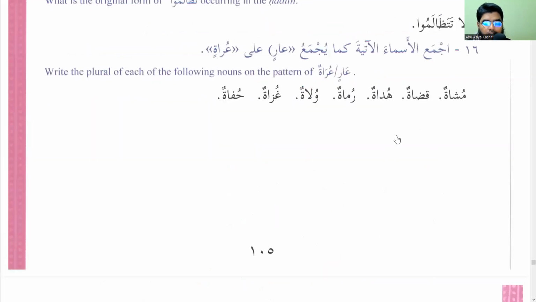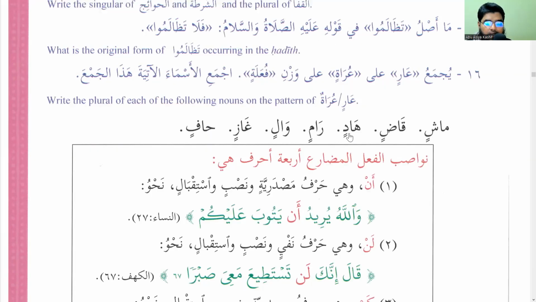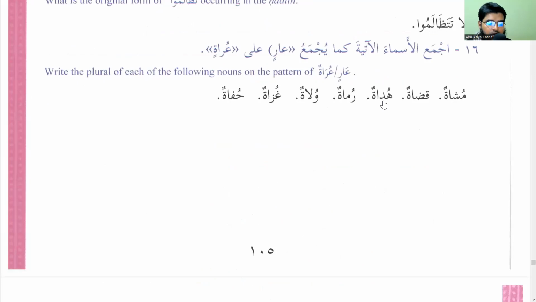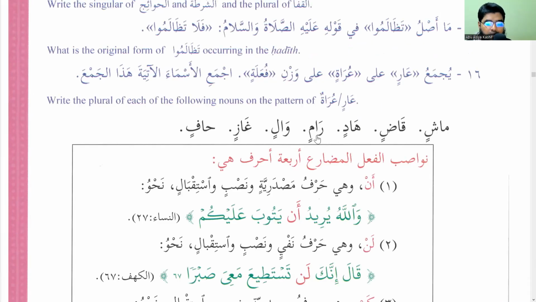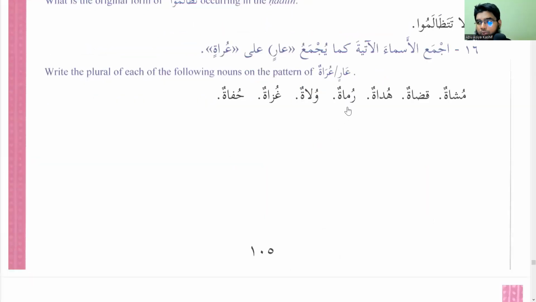Qadin, qudat. Hadin, guide, hudat. Hudatun. Ramin, shooter, or someone who throws. Ramayar means throw or shoot. Rumat. Like Jabal Rumah.